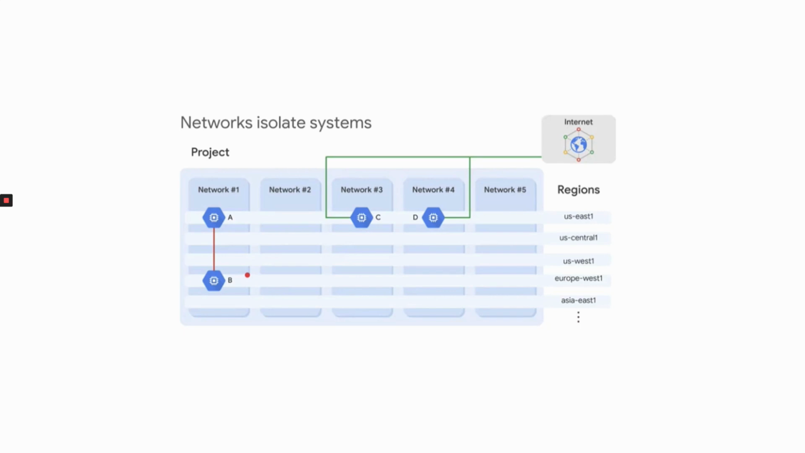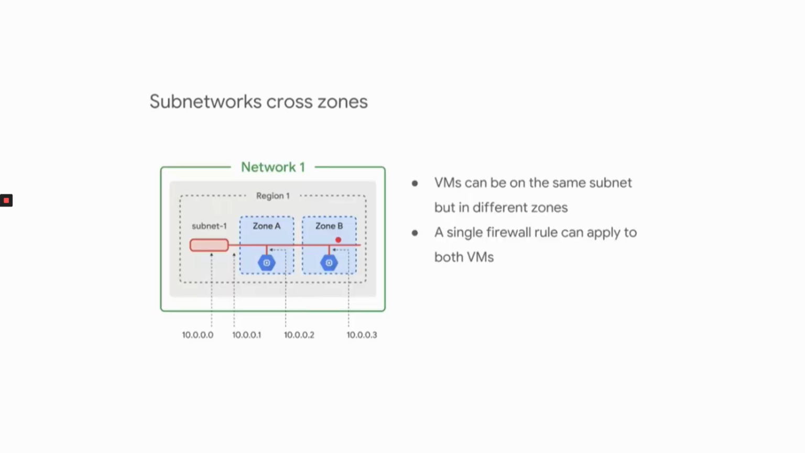Whereas instances C and D, which are on different networks, they cannot by default communicate with each other unless they have public IP addresses, and those are whitelisted in the firewall.